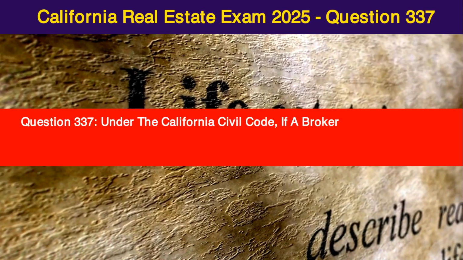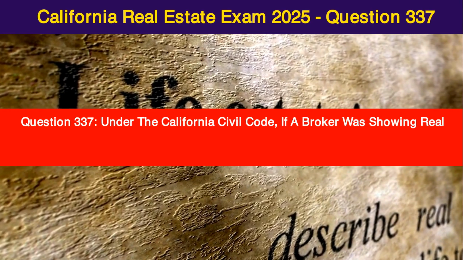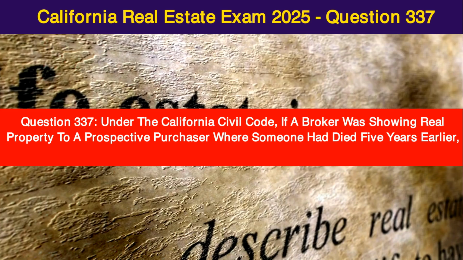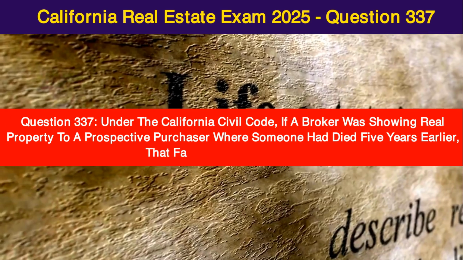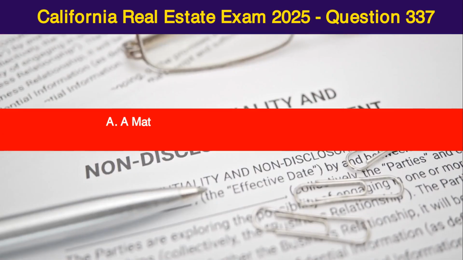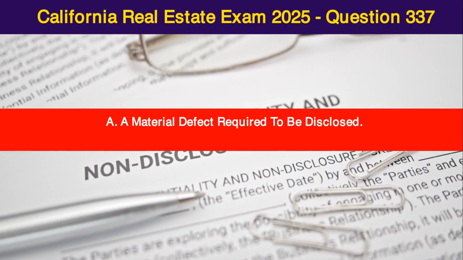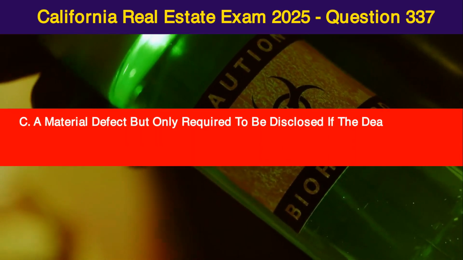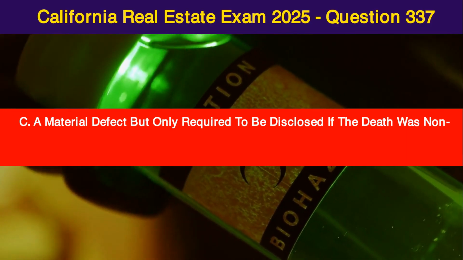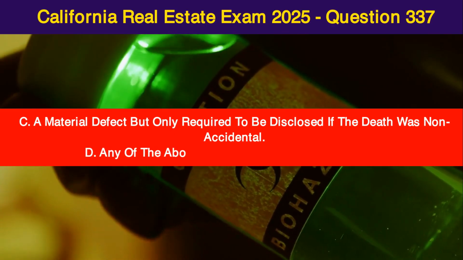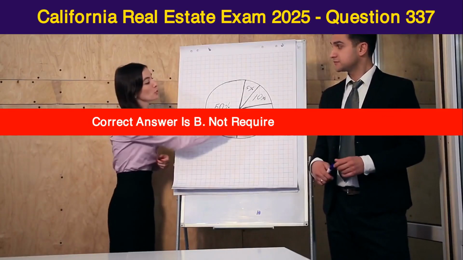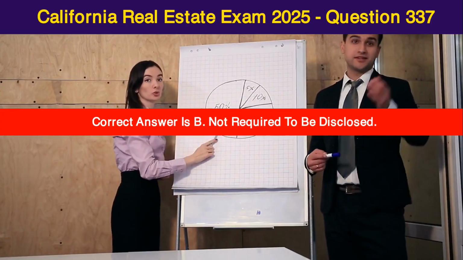Question 337. Under the California Civil Code, if a broker was showing real property to a prospective purchaser where someone had died 5 years earlier, that fact would be considered: A. A material defect required to be disclosed. B. Not required to be disclosed. C. A material defect but only required to be disclosed if the death was non-accidental. D. Any of the above, at the discretion of the broker. Correct answer is B. Not required to be disclosed.